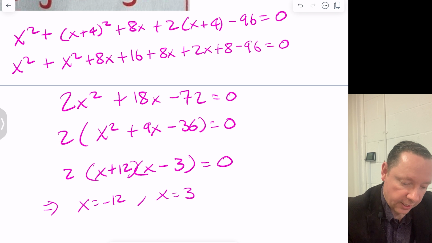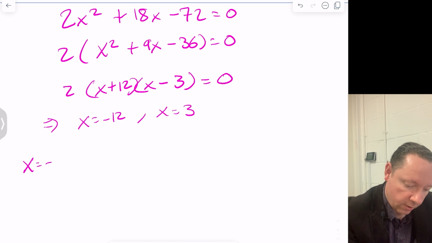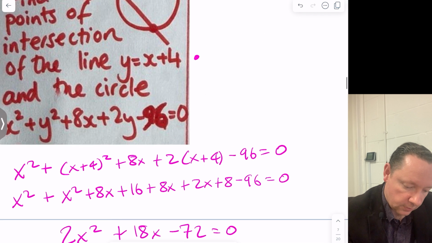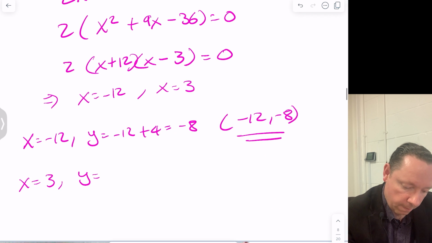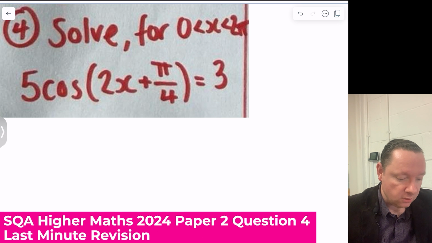We want the points of intersection, so we use y equals x plus 4. So when x is minus 12, y is minus 12 plus 4, which is minus 8. So the first point is minus 12, minus 8. And when x equals 3, y equals, is this x plus 4? Yeah, 3 plus 4, 7. So we get 3, 7. And we're done there.